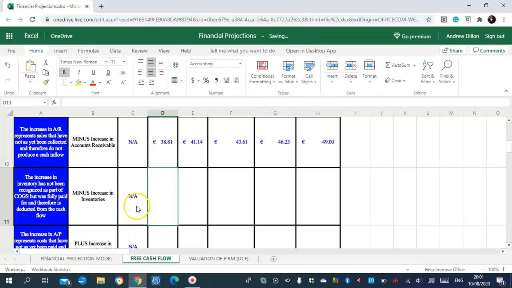So yeah, that's it. Now I have to find and calculate the minus increase in inventories. But before I do that, let's read the heading story. This is the increase in the inventory that has not been recognised as per the COGS, but was fully paid for and therefore is deducted from the cash flow. Okay, so this is the table on how to calculate the minus increase in inventories.